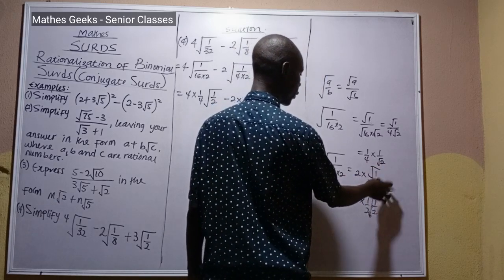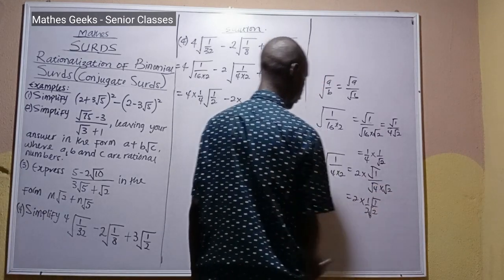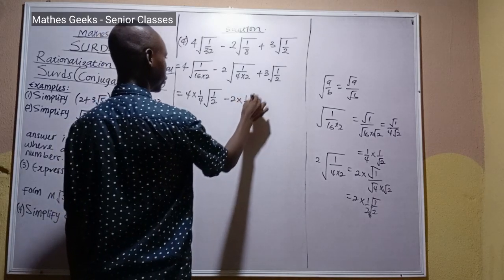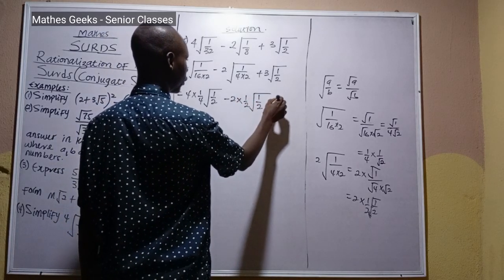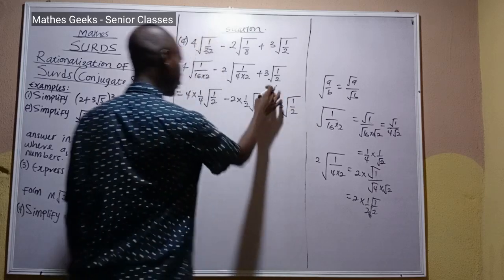So square root of 1. So that square root of 1 less than square root of 2. That will be a combined square root of 1 over 2. So 2 times 1 over 2 square root of 1 over 2, plus 3 square root of 1 over 2.